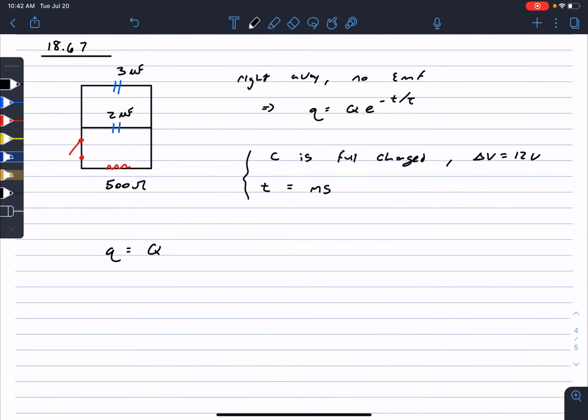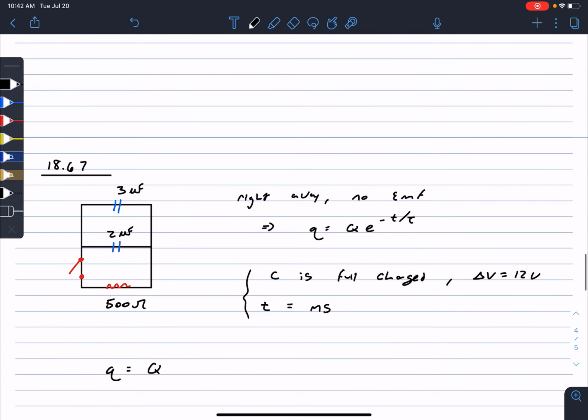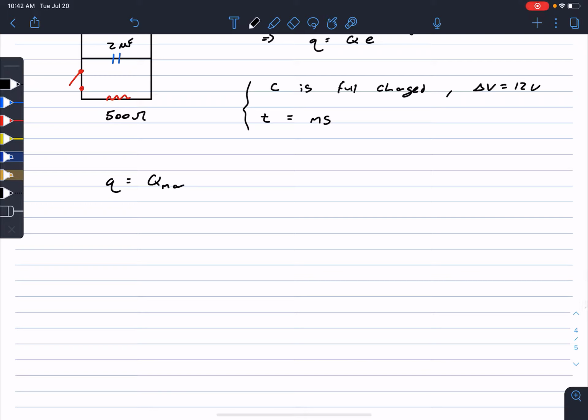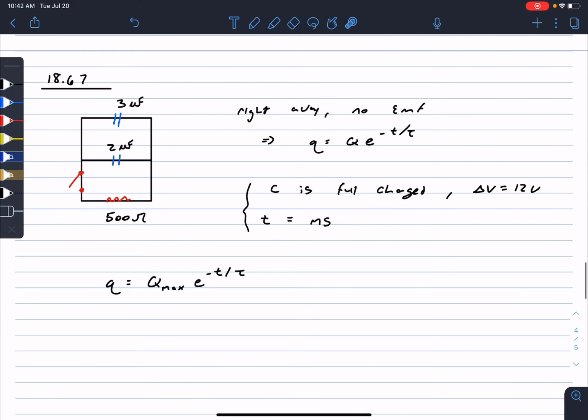So once the switch is closed, that looks like Q max e to the negative t over tau, right? I don't know exactly when we're going to need this yet, but it's important to notice that this is probably what we're going to be using, because we have an RC circuit with no EMF, and when the switch closes, this equivalent capacitance is going to discharge.